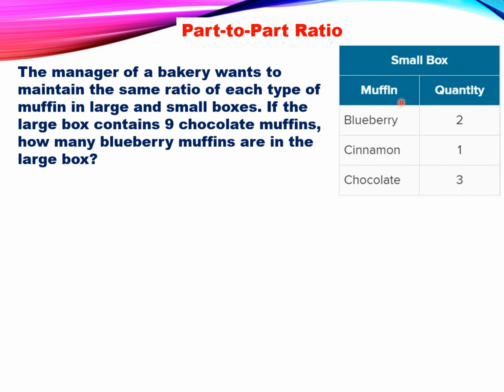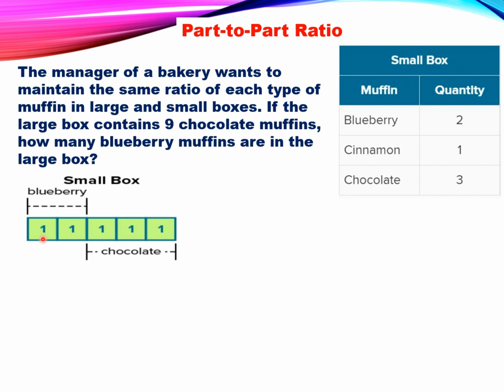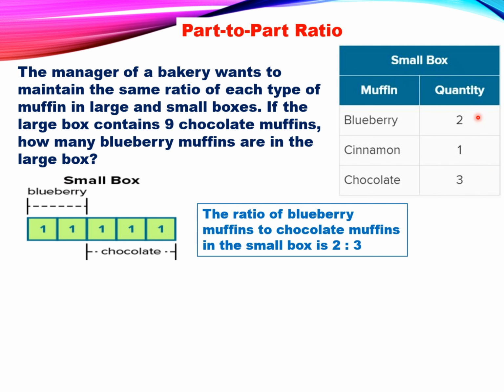We have the table for the small box of muffins here. In the small box, we have 2 blueberry, 1 cinnamon, and 3 chocolate muffins. If we look at it, we have 2 blueberry muffins and 3 chocolate muffins. So the ratio in the small box of blueberry to chocolate muffin is 2 to 3.